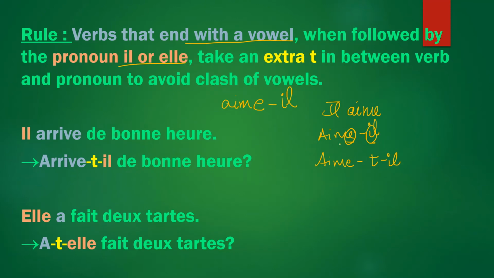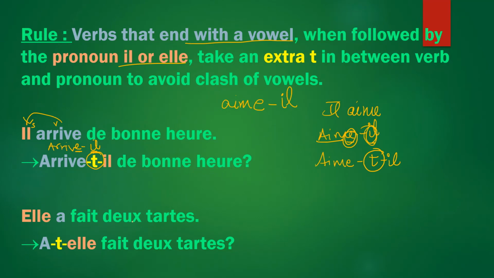Whenever you have the verb ending with a vowel and your pronoun starting with a vowel, then you have to introduce the extra T in between to avoid the clash. So look at this: Il arrive de bonne heure. He arrives early. So il arrive. You have to switch the two because this is subject, this is verb. Switch the two. Arrive, you will get it as arrive il. Can you see the clash? E and then I. So you have to put an extra T. So arrive-t-il de bonne heure? Does he arrive early?